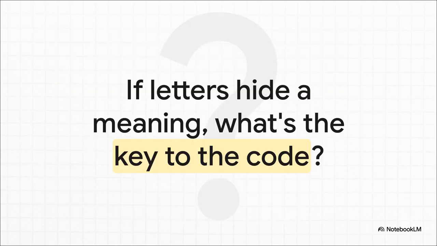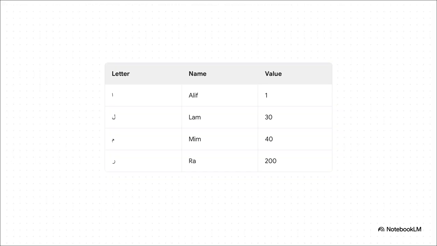So if these letters are part of a system, how do we understand it? What's the key to this code? Well, this theory doesn't just leave us hanging. It points to a really ancient system, basically a way to translate letters into the universal language of numbers. And that system is called the abjad system.